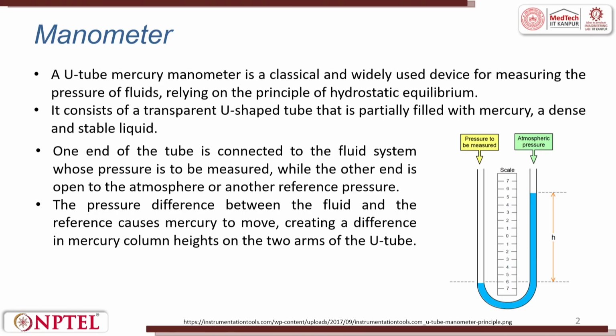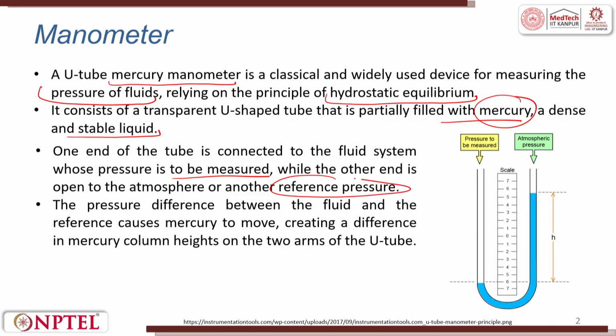Manometer, to recall the concept, I have just jotted down some text here. A mercury manometer is a classical and widely used device for measuring the pressure of fluids, relying on the principle of hydrostatic equilibrium. It consists of a transparent U-shaped tube that is partially filled with mercury, a dense and stable liquid, that is property of mercury. One end of the tube is connected to the fluid system whose pressure is to be measured, while the other end is open to the atmosphere or another reference pressure.